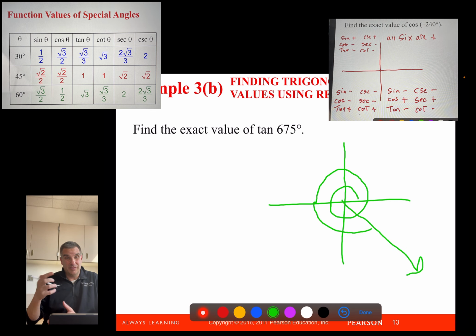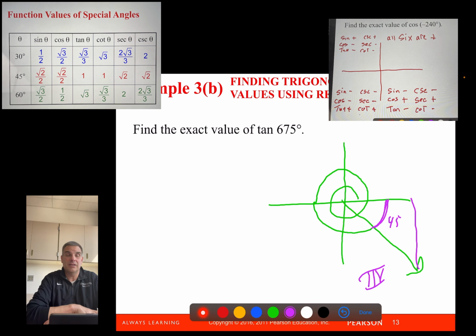We said everything has to be a 45, 45, 90. Well, it ends in a 5, so this is going to be 45. So we're in quadrant 4. The tangent in quadrant 4, is that positive or negative? It's negative, so we know our answer is going to be negative. And we look at our table for tangent of 45. Tangent of 45 is 1, so our solution to this is negative 1.